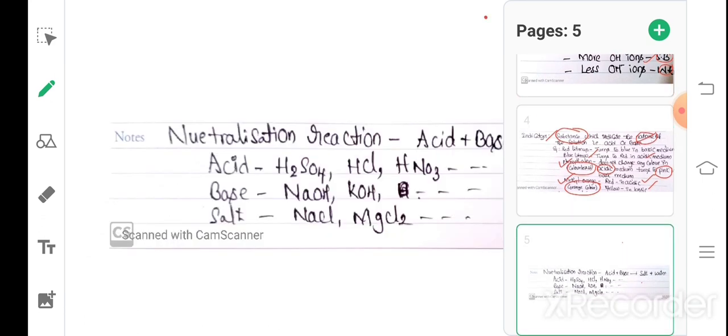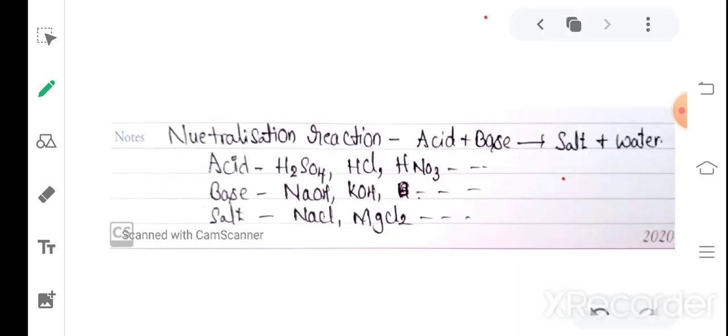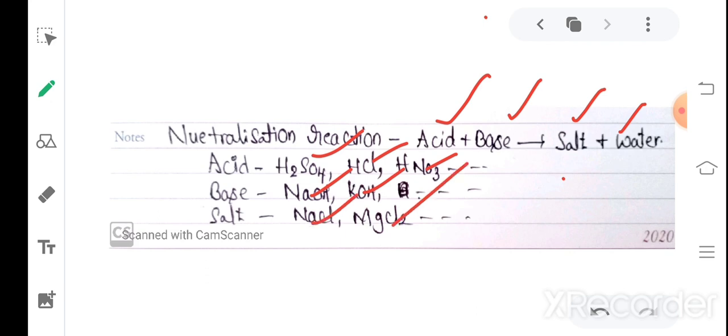Next one is the neutralization reaction. Neutralization reaction is when acid and base react with each other. They produce salts with water. Some examples: acids are H2SO4, HCl, HNO3, and so on. Bases are NaOH, KOH, and so on. Salts are NaCl and MgCl2.